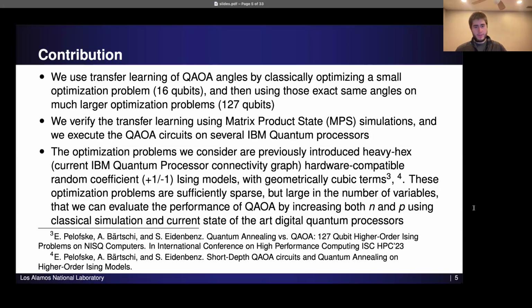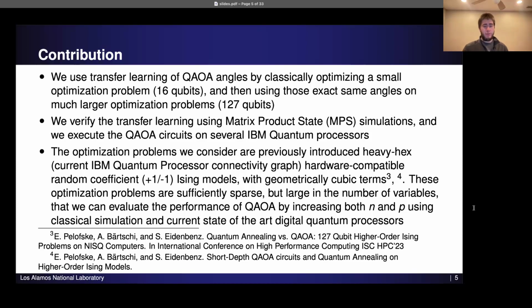The optimization problems that we consider have been previously introduced. We looked at these previously for a comparison between QAOA and quantum annealing, which I gave a talk about a year ago at another INQA seminar. Those problems are Heavy-Hex compatible. Heavy-Hex is the name of the connectivity graph that current IBM quantum processors have. It's a pretty sparse graph, and I'll show an example of it in a second. And on top of this, we add geometrically local cubic terms.